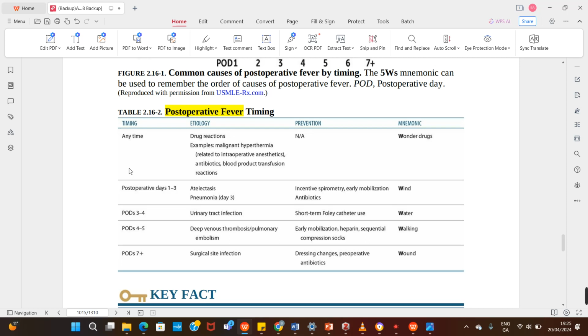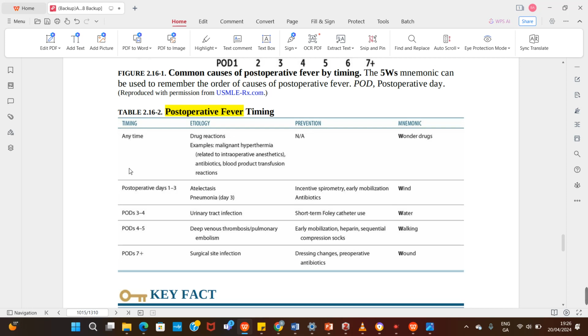So when it comes to fever occurring between day 1 to 3, you might want to think about atelectasis or pneumonia. But if it's happening on day 3, that's when you think about pneumonia. Please, if it's day 1 to 2, don't think about pneumonia because that's infection, right? And we have said that infection doesn't develop until day 3 afterwards. But between day 1 and 3, think about wind. That is atelectasis or pneumonia. Atelectasis is lung collapse; pneumonia is lung parenchymal infection.